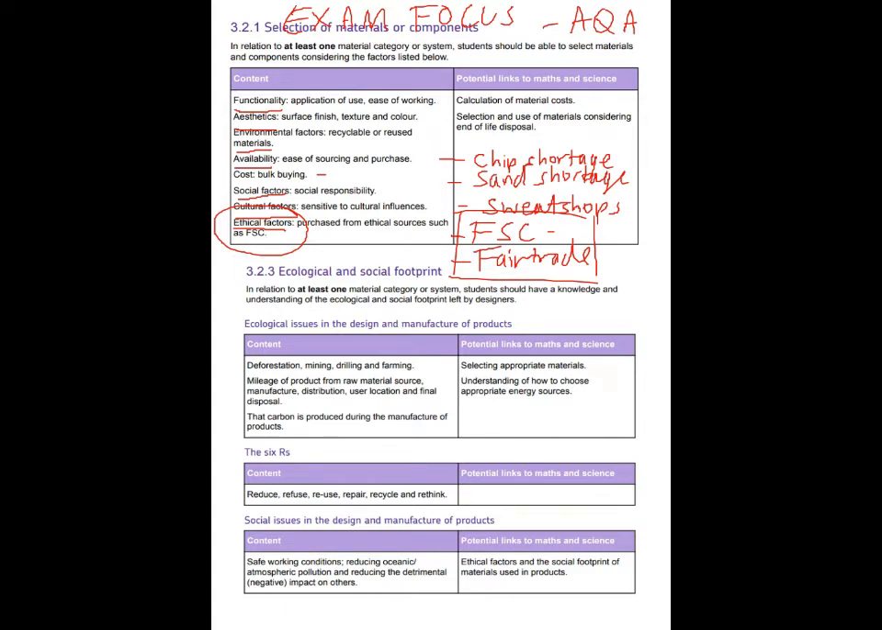And fair trade looking after the farmers and the producers of a range of different materials, making sure they get fair pay, but also looking after the communities. So that's the first area that's going to be one of the focuses for the exam.